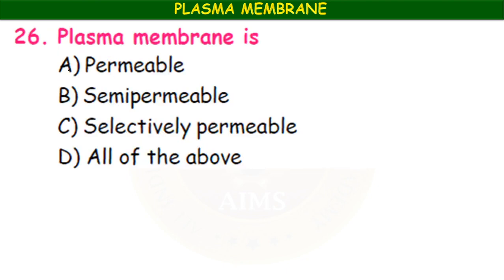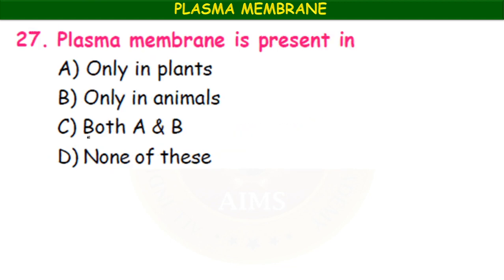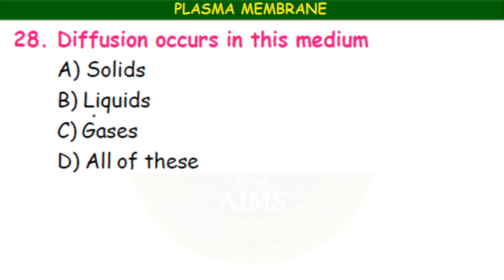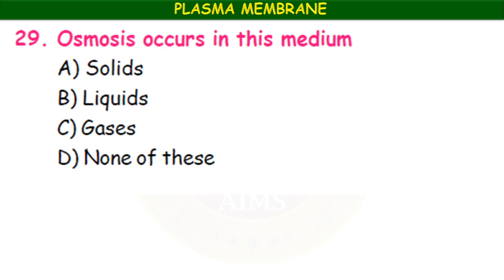The plasma membrane is permeable, semi-permeable, selectively permeable. Yeah, all of these. The plasma membrane is present only in plants, only in animals, both, none of these. It is present in both, in all living cells. Diffusion occurs in this medium: solids, liquids, gases, all of these. Diffusion occurs in all of these mediums.